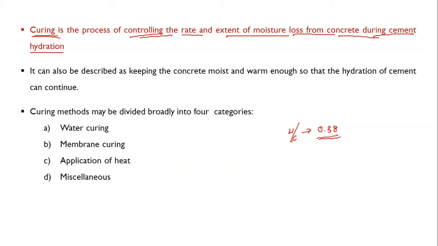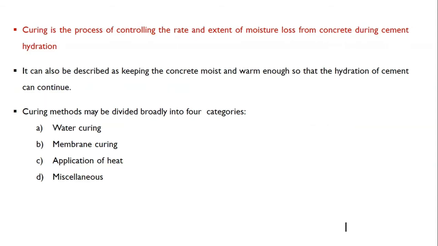We use jute bags, we put them around the column, and we water it every day so that the water inside the concrete is not going to evaporate. It does not allow the concrete water to leave the concrete surface. These are the four methods of curing. First one is water curing, membrane curing, application of heat, and miscellaneous curing. We are going to see each and every one in detail.